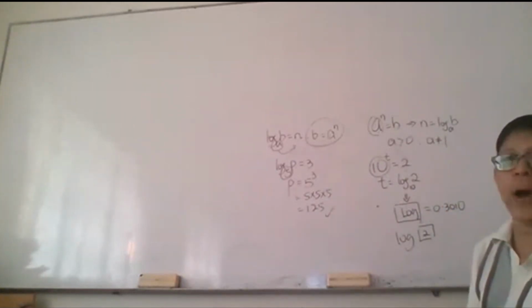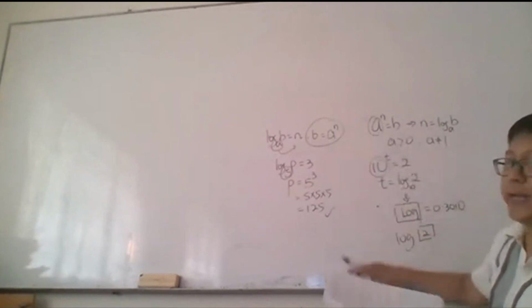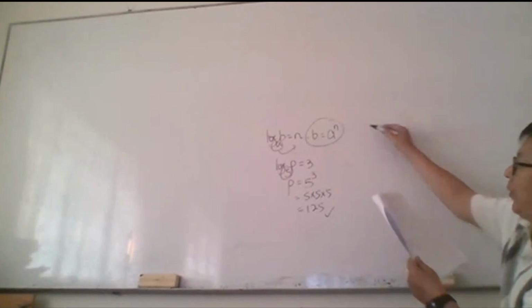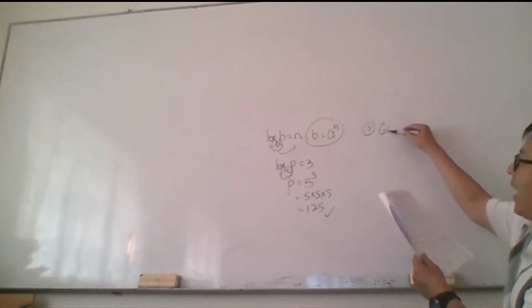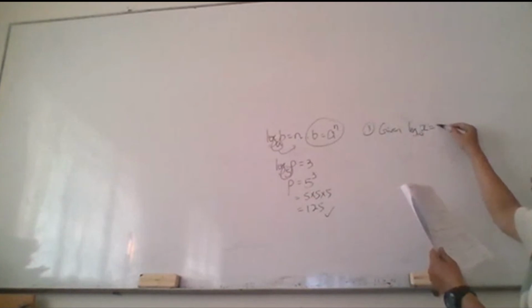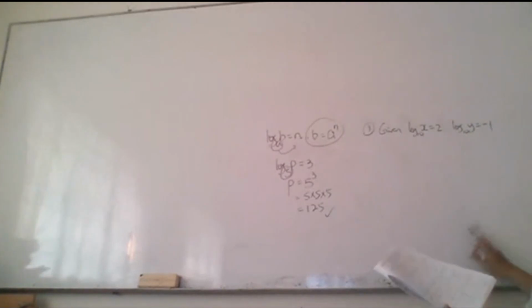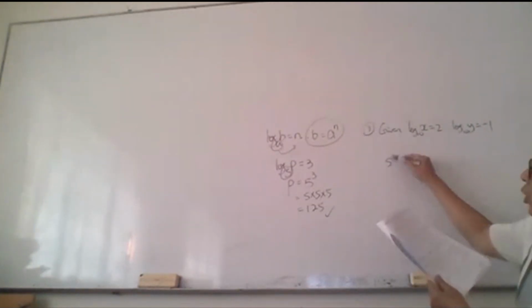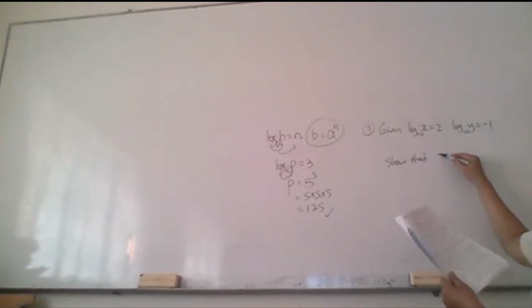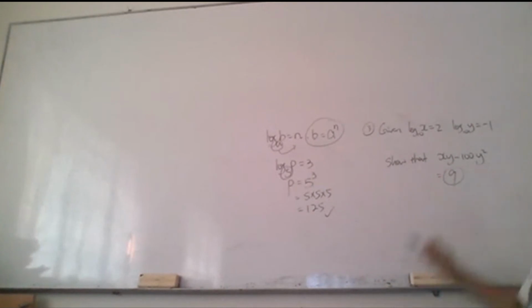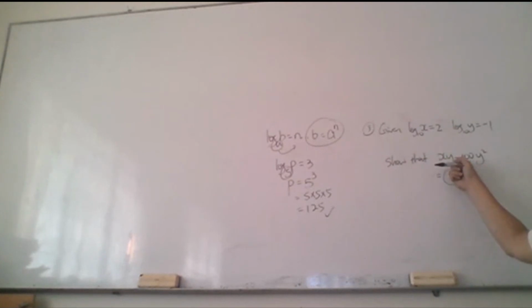And now I want to show you one SPM question using this idea. So in your page number 2, example 3. Okay, given that log_10 x equal to 2 and log_10 y equal to -1. And yet the question asks you to show or prove that xy minus 100y squared, and the final answer is 9. They want to show you xy minus 100y squared, and your final answer will equal to 9.